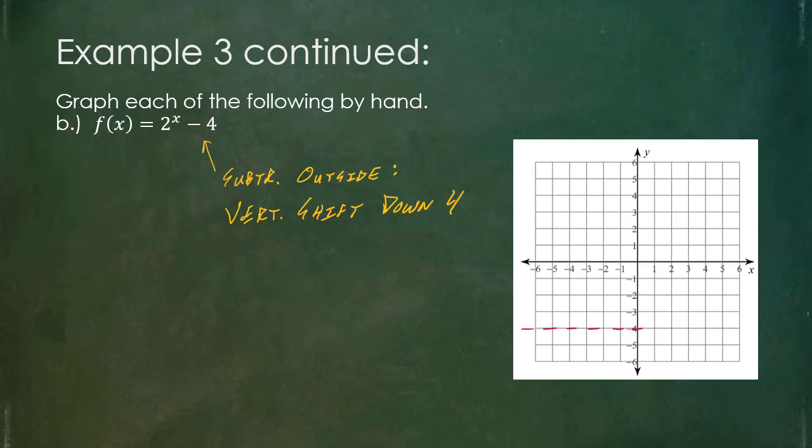So I'm going to go ahead and just draw that as a reference line that I know I shouldn't cross over. And then each of the key points, so (0, 1), moving down 4 places would turn into (0, -3). (1, 2), if I move that down 4 places, would turn into (1, -2). (2, 4), move down 4 places, will turn into (2, 0), and I guess we could technically do (-1, 1/2). Move that down 4 places, it would turn into (-1, -3.5).